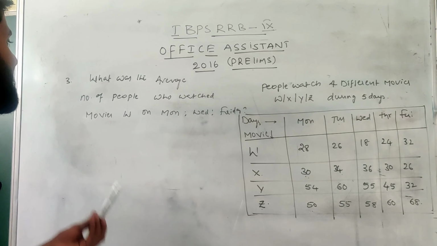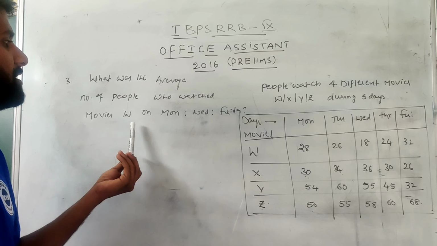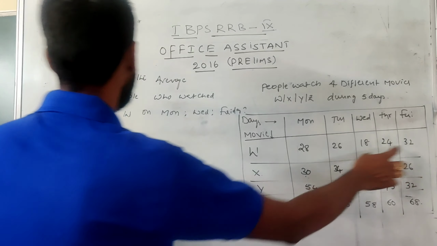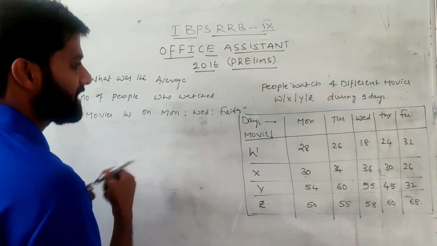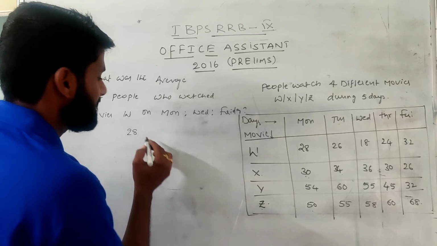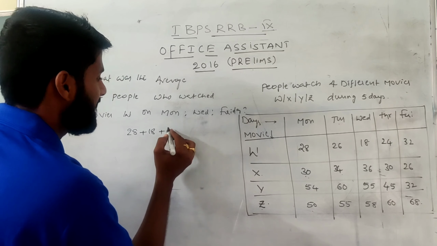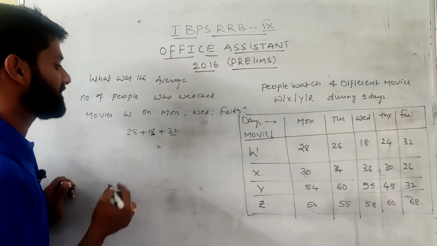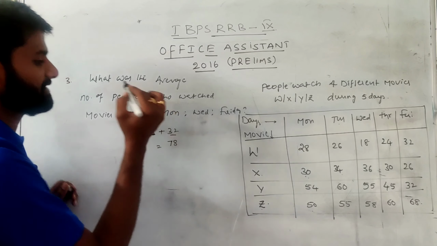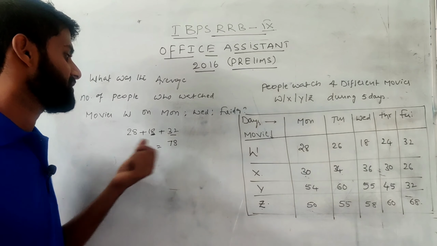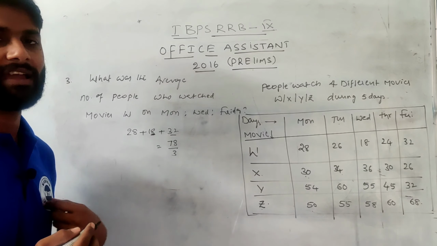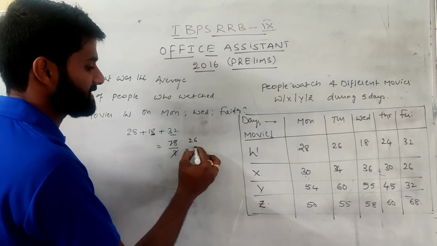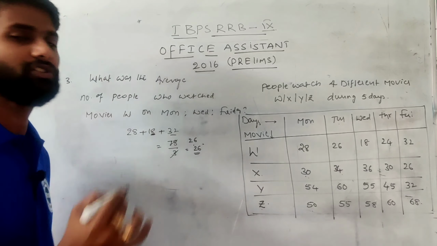What was the average number of people who watched movie W on Monday, Wednesday, Friday? For W, Monday 28 persons are watching, 18 persons on Wednesday, and 32 persons on Friday. 18 plus 32 becomes 50, 50 plus 28 becomes 78. We need to find the average. Average is equal to sum divided by number. Total we have 3 numbers. Then go with the cancellation. 3 2s are 6, 3 6s are 18. The average of these 3 days is equal to 26 members.